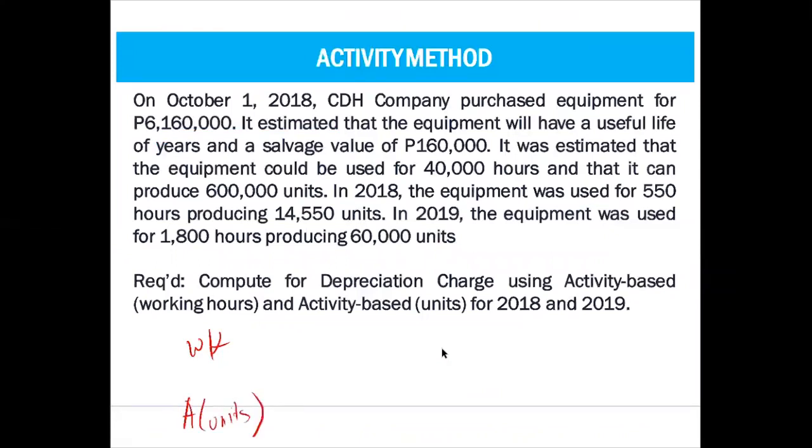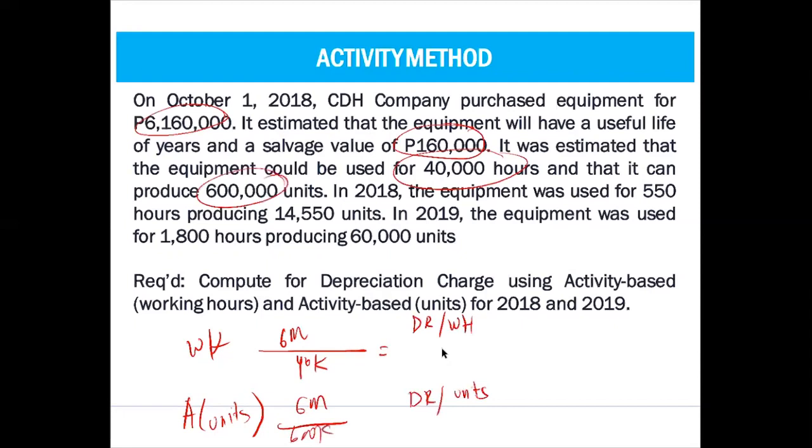So for your working hours, you get your depreciable base. So we have here an equipment which is worth 6,160 and a salvage value of 160. So we have here 6 million. And since working hours is your depreciable base, you get your total working hours, which is 40,000. So what is your depreciation rate per working hour and your depreciation rate per unit? So how many units can we make? 600,000. So 6 million divided by 40,000, we have 150. And 6 million divided by 600,000, we have 10.